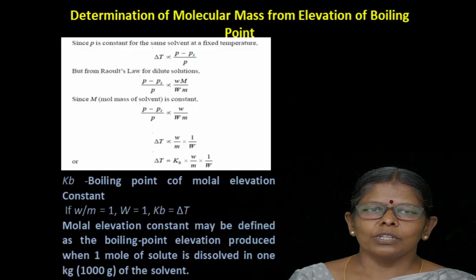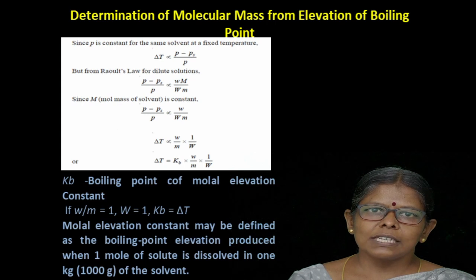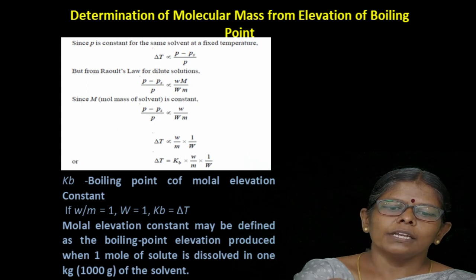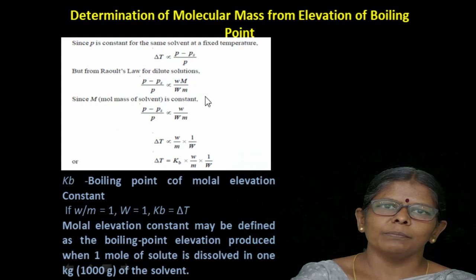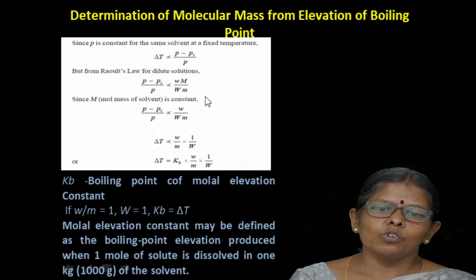Next, we can come to the point of how to determine the molecular mass of the solute from the elevation of boiling point. As we have seen earlier, the elevation of boiling point is directly proportional to the relative lowering of vapor pressure. From now, we can make use of Raoult's law. What is Raoult's law? The relative lowering of vapor pressure is directly proportional to the number of moles of solute and inversely proportional to the number of moles of the solvent. Therefore, for the relative lowering of vapor pressure, we can write small w divided by small m, that is nothing but the number of moles of solute.